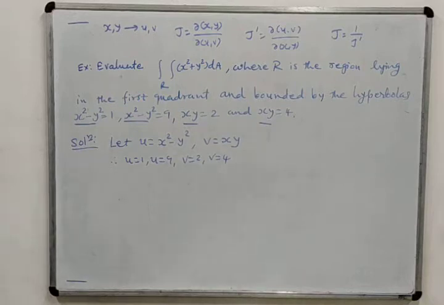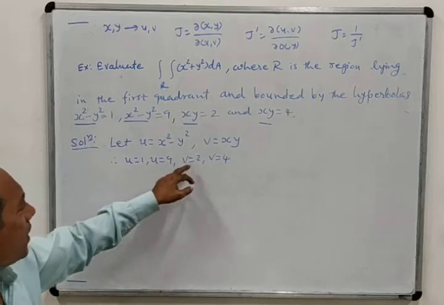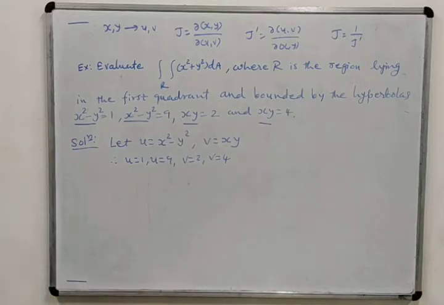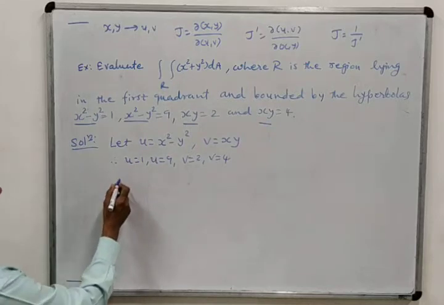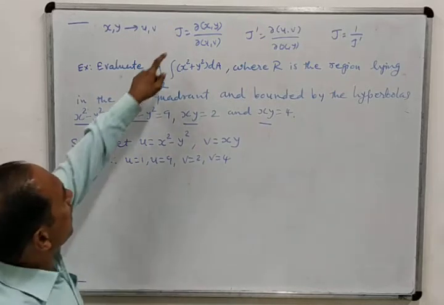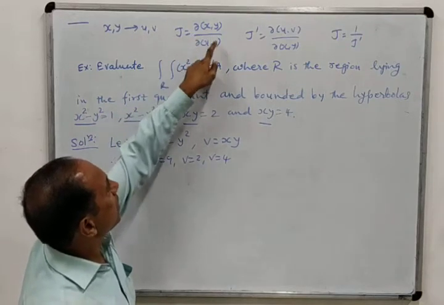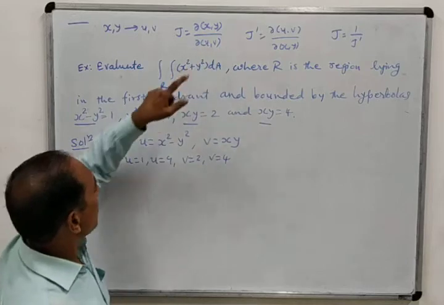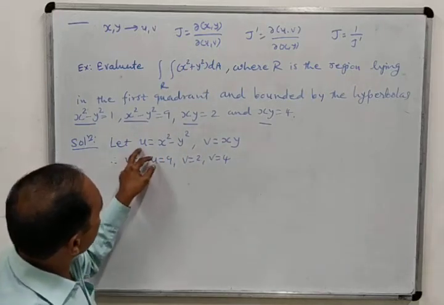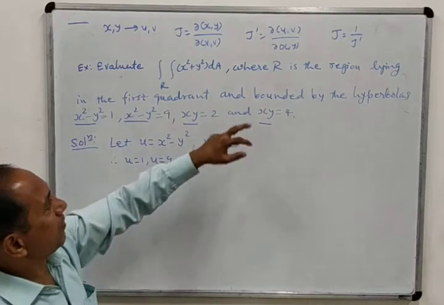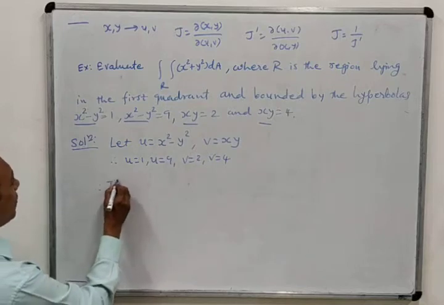Otherwise there is no need to draw the figure over here, because the limits of u and v you can put directly: u equal to 1 to 9 and v equal to 2 to 4. But to proceed we require the Jacobian J. So Jacobian J is what? Del(x,y) by del(u,v). For that we require the derivatives of x and y with respect to u and v, and for that we require x and y in terms of u and v, but u and v are given in terms of x and y. So here it is better to find J dash. Therefore we will find J dash.